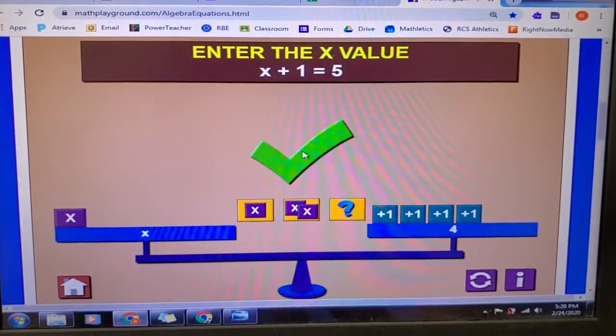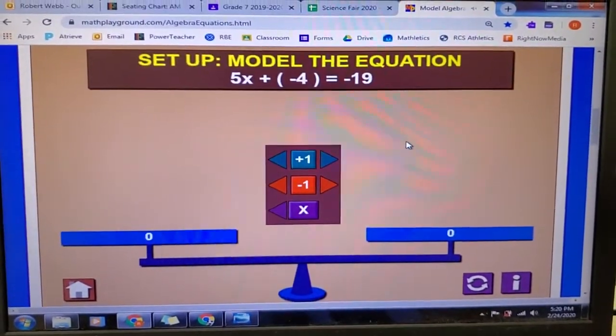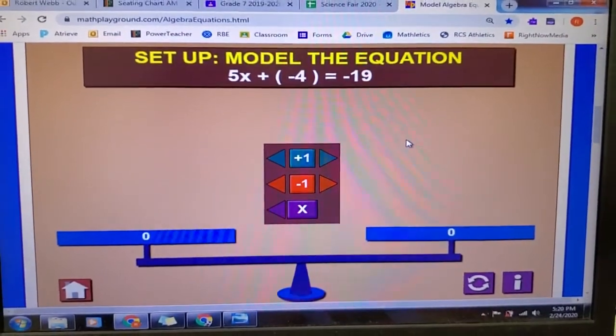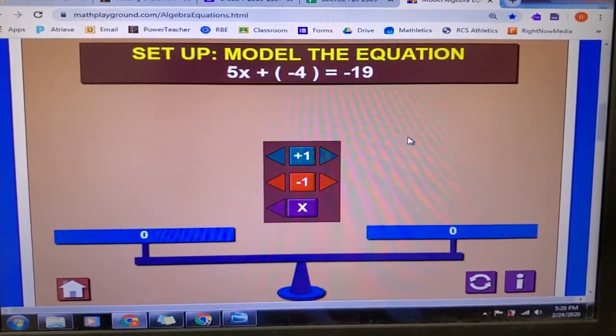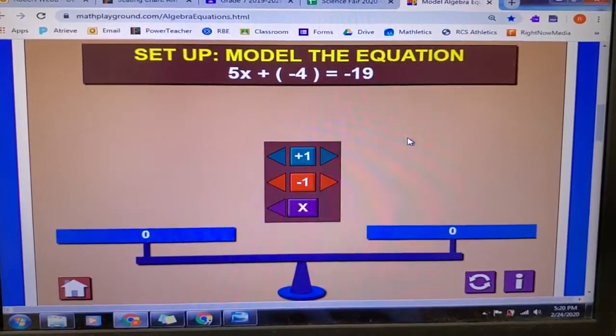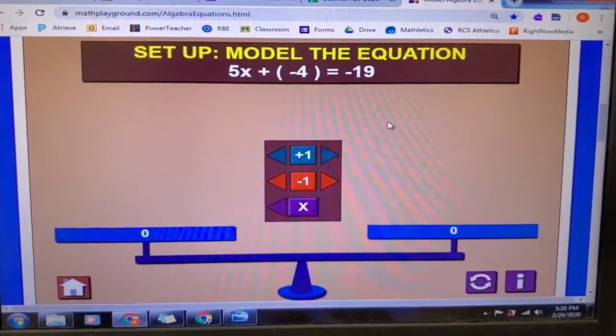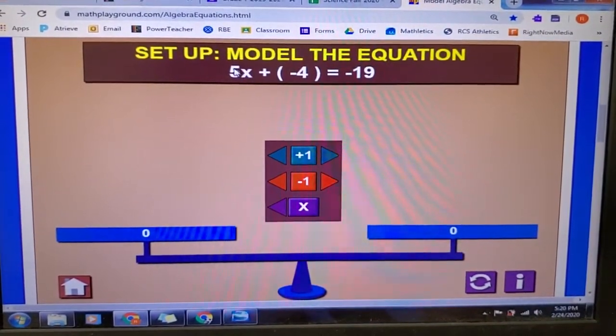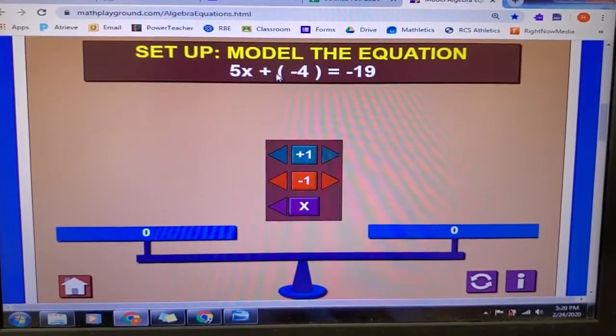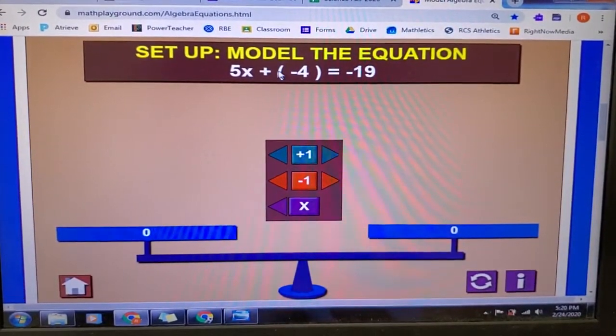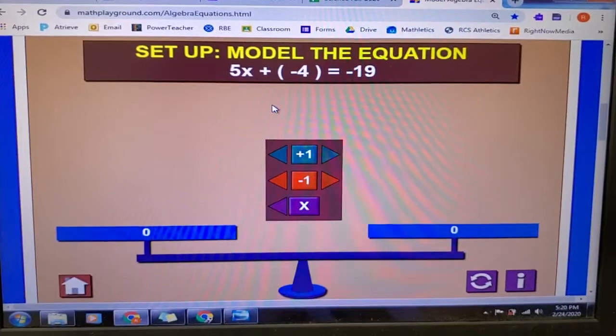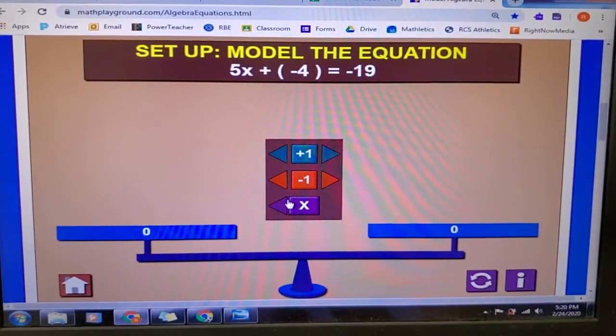Some questions get more difficult. That last question was a one-step equation, so it was just one thing we needed to do to get x by itself, really. This is a two-step equation. You'll notice that there's multiplication happening and there's addition of a negative number here, so there's multiplication and addition, so there's two steps. So let's get this set up.